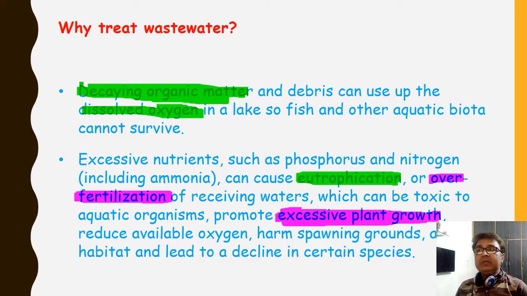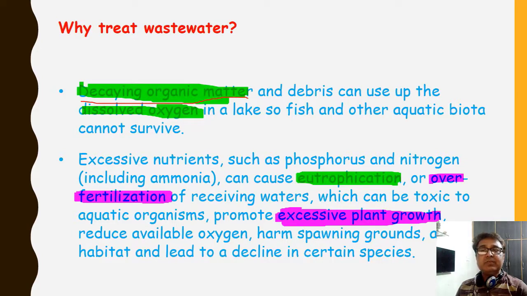So the question is, why do we need to treat the wastewater? A few of the reasons we can discuss point wise. Decaying organic matter and debris can use up the dissolved oxygen in a lake, so fish and other aquatic biota cannot survive. Excessive nutrients such as phosphorus and nitrogen, including ammonia, can cause eutrophication or over-fertilization of the receiving waters, which can be toxic to aquatic organisms and promote excessive plant growth.